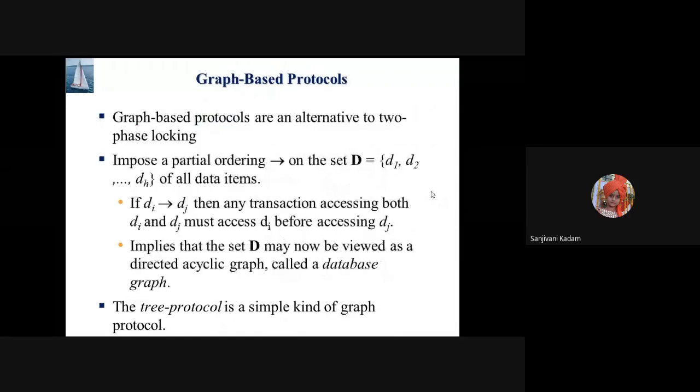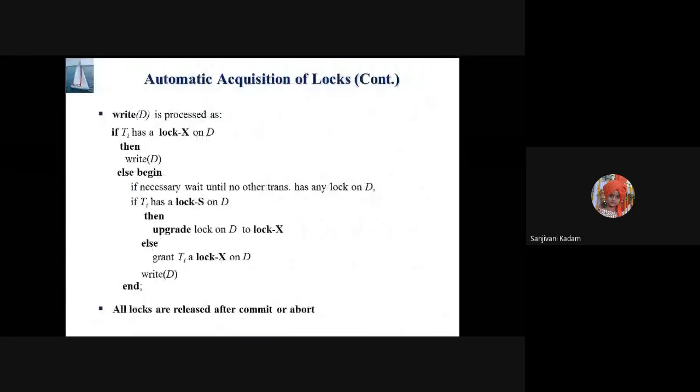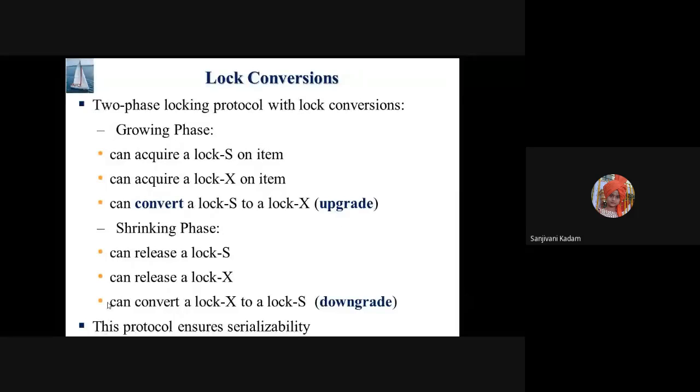Next, graph-based protocol. So this is a lengthier point which we cannot cover in 5 minutes. So let us revise what we have studied today. Today we have seen lock conversion. That is how we can convert from a shared lock to an exclusive lock, and how we can convert from an exclusive lock to a shared lock. Upgrading can be achieved in the growing phase. Downgrade is possible in the shrinking phase. So this protocol ensures serializability.